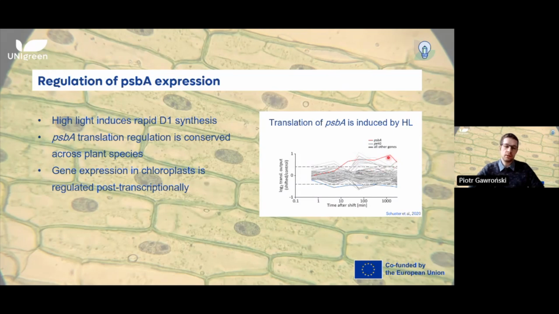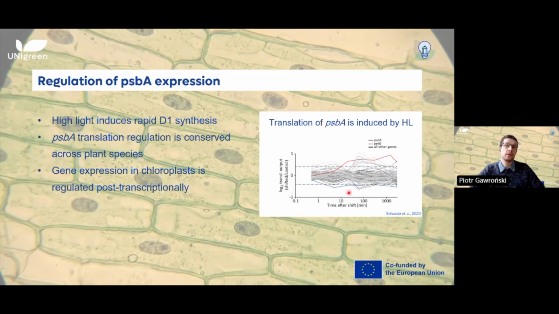And we also observed similar responses in Arabidopsis. And other labs, including Professor Alice Barkan's lab, reported comparable results in maize. So based on these observations, we can conclude that high light-induced activation of the psbA translation is a conserved response to high light stress across plant species.